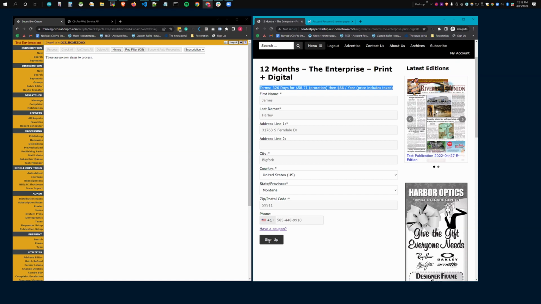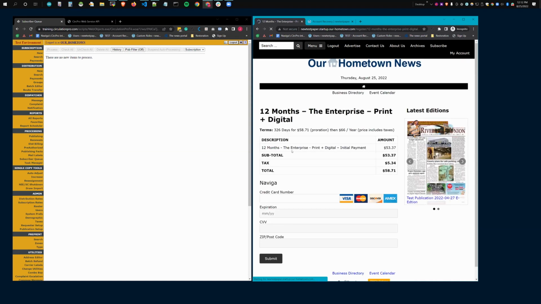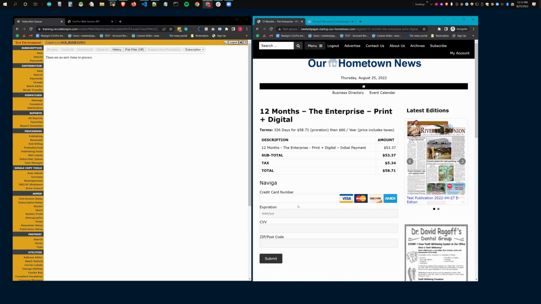Okay. And then in the next page, it's going to show you the different prices since they already had a monthly account. It's prorated, the difference, right. So now they put their credit card in again.